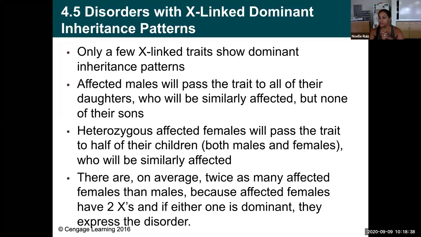Only a few X-linked traits show dominant inheritance patterns. Most of them show recessive, but there are a few dominants. Affected males will pass the trait on to all of their daughters, who will be similarly affected, but none of their sons. Heterozygous affected females will pass the trait on to half of their children, both males and females, who will be similarly affected. And there are, on average, twice as many affected females than males because females have two X's, and if either one of those X's is dominant, they will show the disorder.